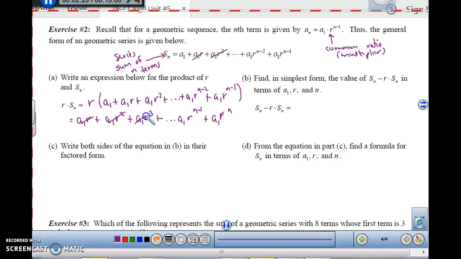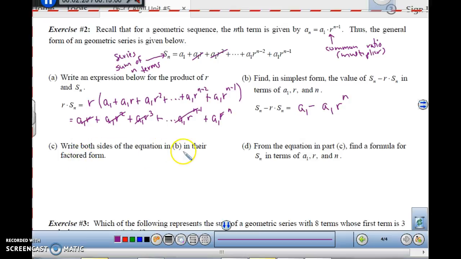And I would keep going, and I would end up with a1 minus a1r to the n. Okay, so this would be the formula.